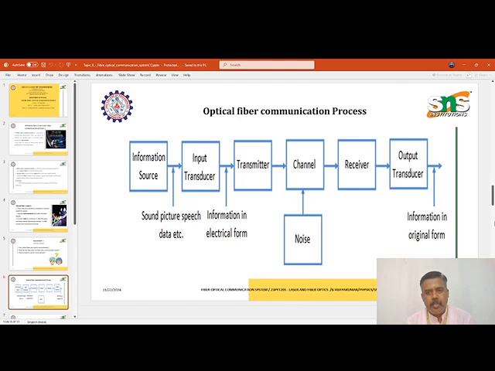Then on the opposite side is the receiver part. The receiving part receives the signal in a form of lesser amplitude. So the receiver restores that amplitude to the original frequency range, and then finally it is given to the output transducer. So finally we get the information in our original form, the same signals.